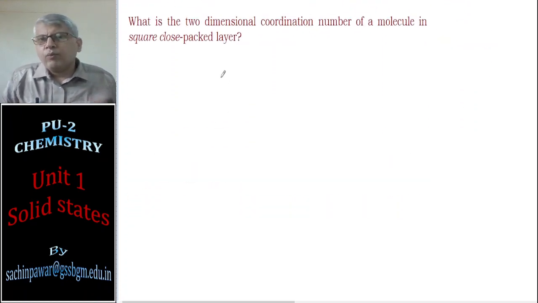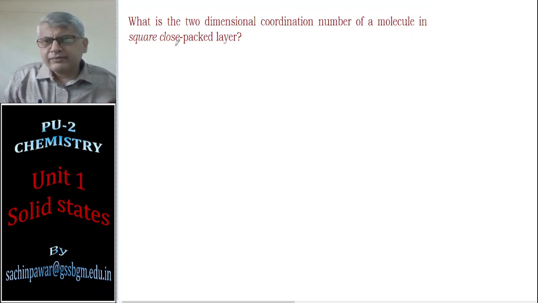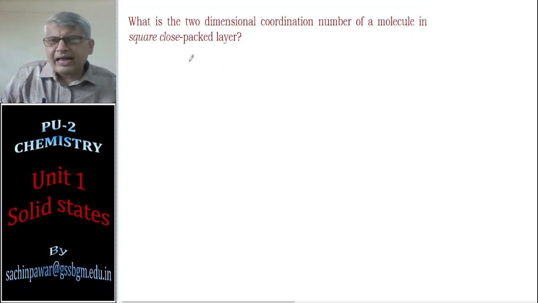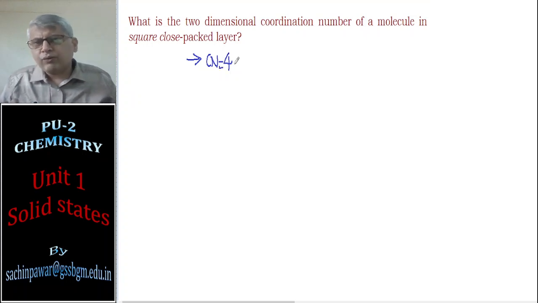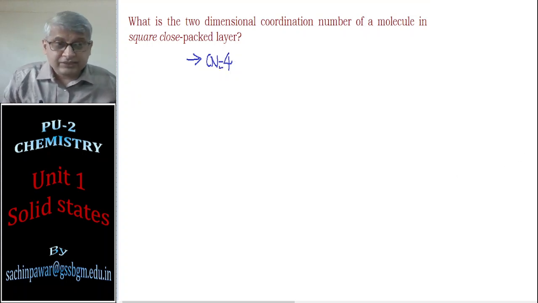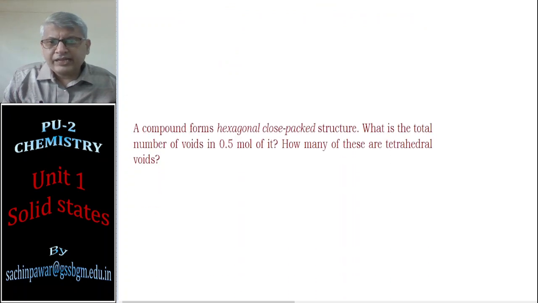Okay, what is the two-dimensional coordination number of a sphere in square close packing? This I have already discussed, and you already know the coordination number is 4. The coordination number is 4. I have already discussed this, so I don't want to comment on it. Let's move on to the next problem.